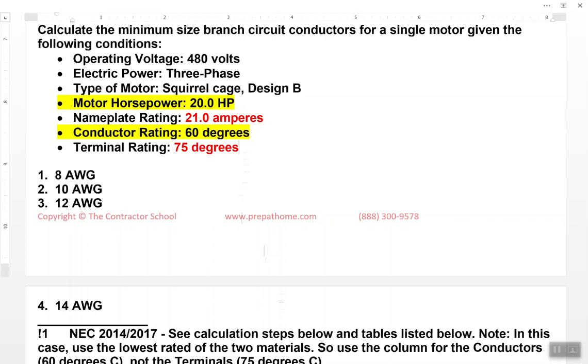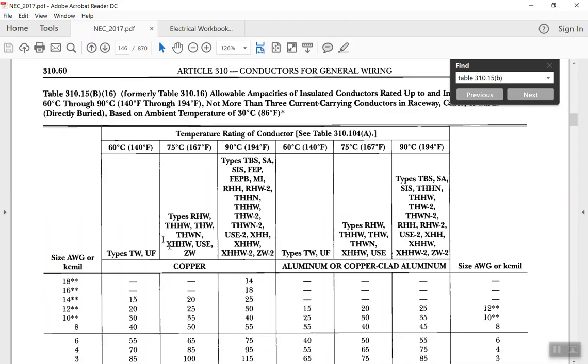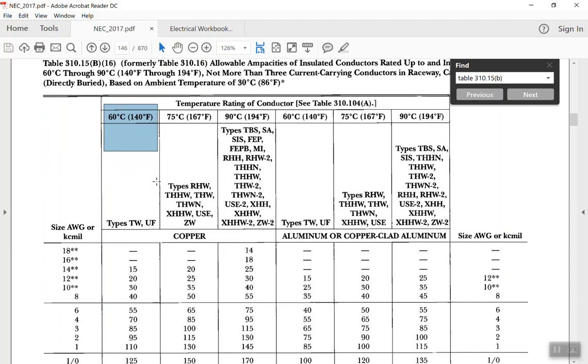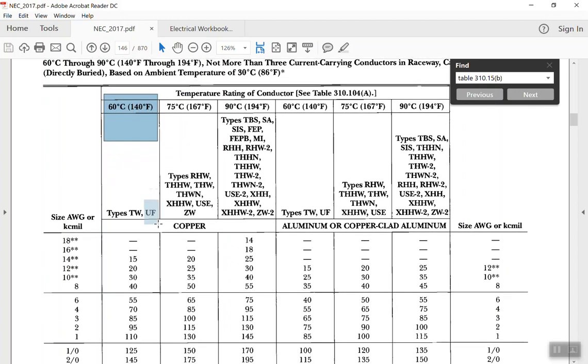So now that we're at the right table, we use the first column, right? 60 degrees C, like if it's NM, let's say it's a residential application, right? Or UF or TW or NM, like we wrote right there before. And we go down to 33, right? We go down to 33. I see 40, right? So, if we're in the correct column and we got the right row, we just line it up here and the 40 amps lines up with a number 8. And that is knocked out of the park.